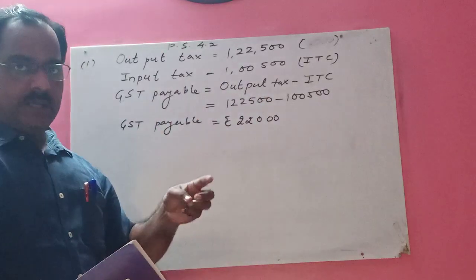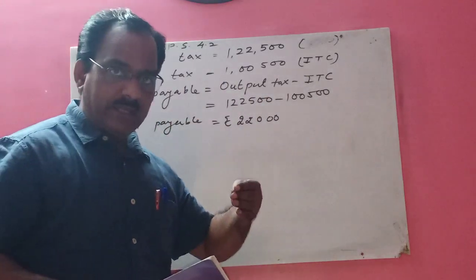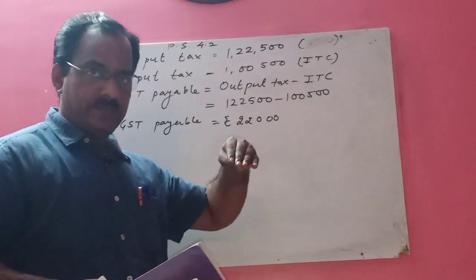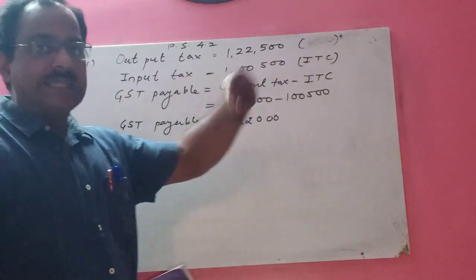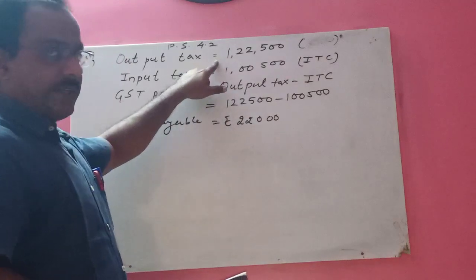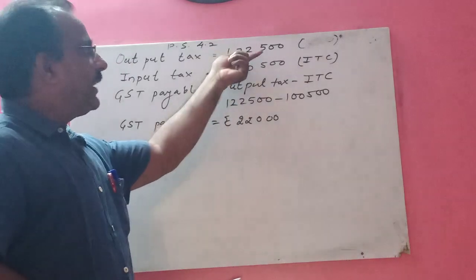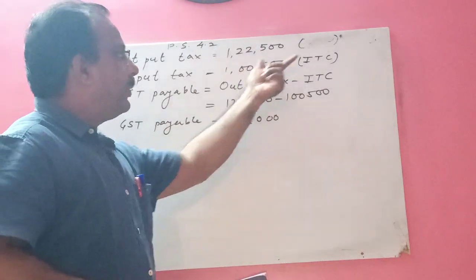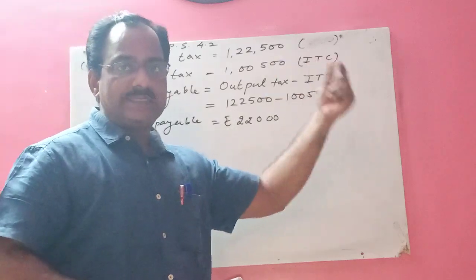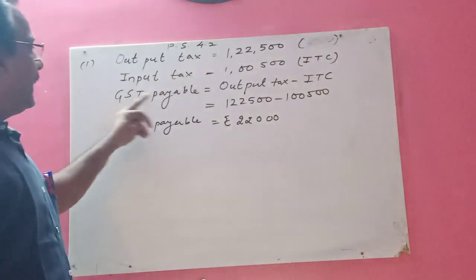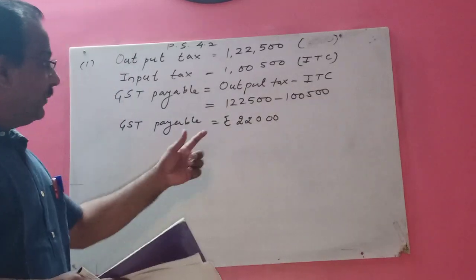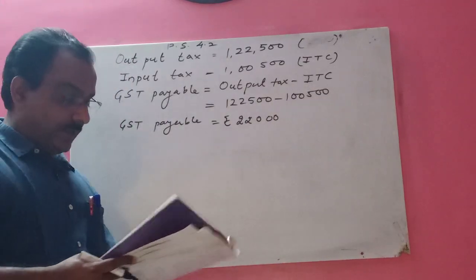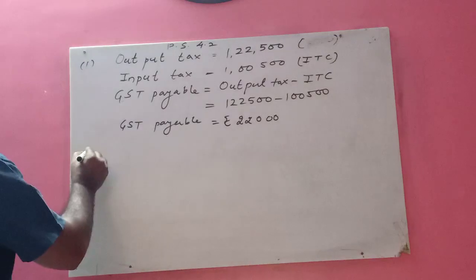Here again I am telling you, the GST which is collected during the purchasing time is called input tax, and at selling time it is output tax. This amount you are going to deduct from this. That is why this amount is called the input tax credit. So GST payable is equal to output tax minus ITC. Minus it, and you will get your answer. Write your answers here. This is question number 1.